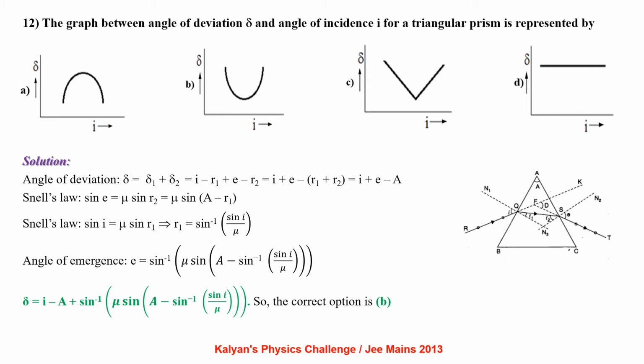From there we have R1 equals sin inverse of (sin I by mu). So the angle of emergence E equals sin inverse of mu sin (A minus sin inverse of (sin I by mu)). So delta equals I minus A plus sin inverse of mu sin (A minus sin inverse of (sin I by mu)). Here we got the relation between the angle of deviation and the angle of incidence I. So the correct graph is 2.